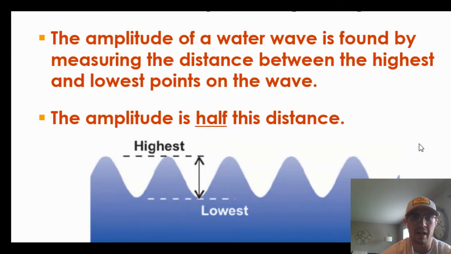Now, again, the amplitude of the water wave, I just mentioned that, it's not the highest point to the lowest point like we might think. Remember, it's the distance from equilibrium. And equilibrium is that water level. So water level would actually be right in the middle of that. So we take the highest point to the lowest point, and our amplitude is half of that. Okay, so that's what amplitude is on waves in water.